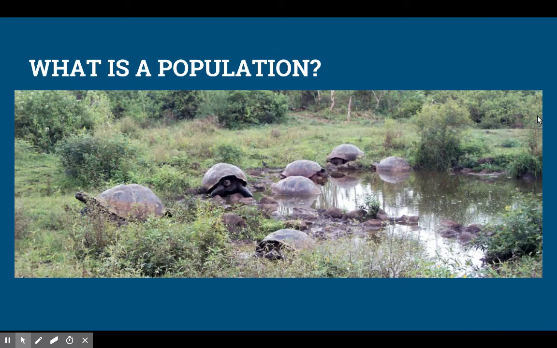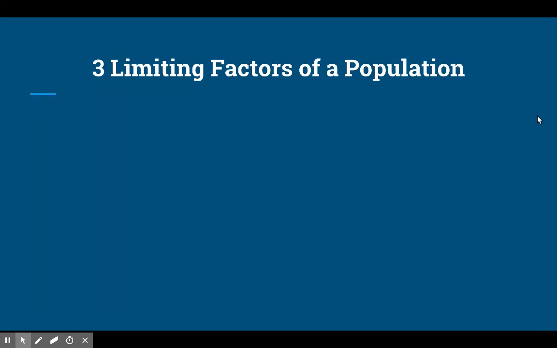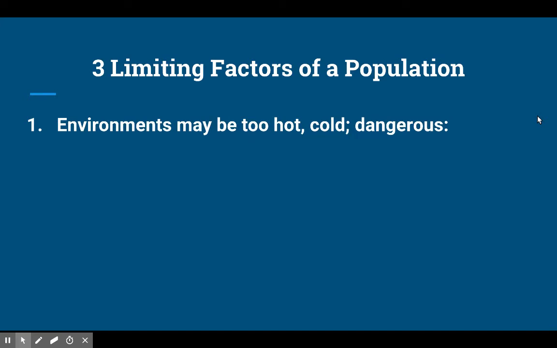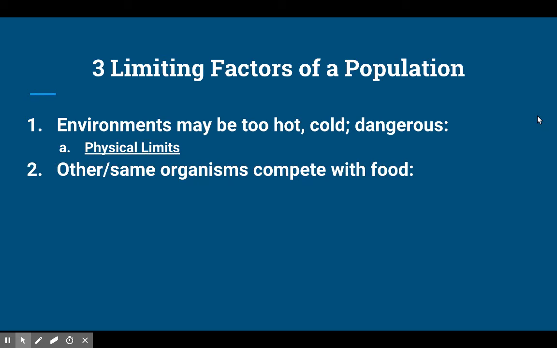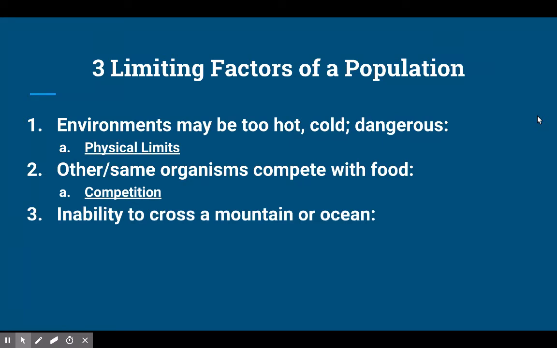So what is a population? A population is just a group of individuals. You can see a population of giant tortoises here. A population is specific to one species. And there are things that are going to limit a population. The type of environment: is it too hot? Is it dangerous? These would be called physical limitations. Are there competitions among other organisms for food? Or you could even have competition among the same organisms for food. And are there geographic limitations? Is there a mountain or an ocean that this species can't cross, which limits the number of individuals in that area?